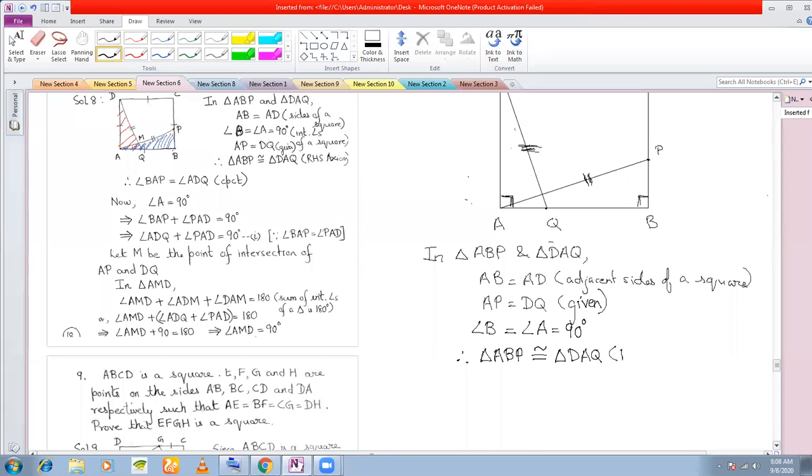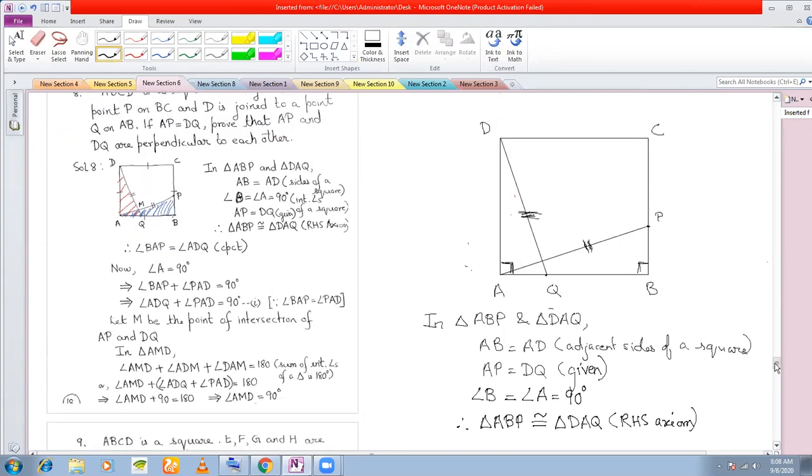and this is by the RHS theorem. Once we have proved congruency, what you must notice is that by CPCT, these two angles are equal. These two red angles are equal, isn't it? Because BP must be equal to AQ, because these two are equal.